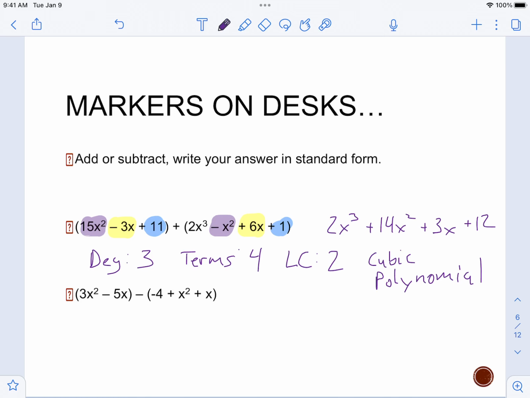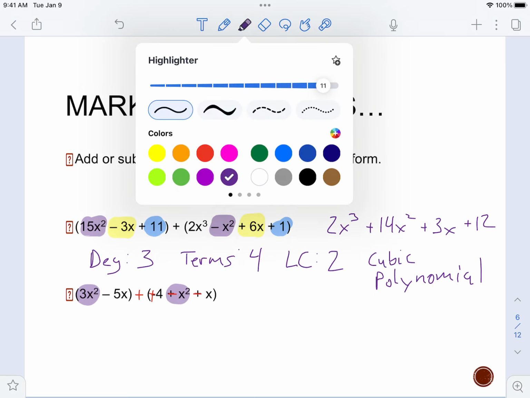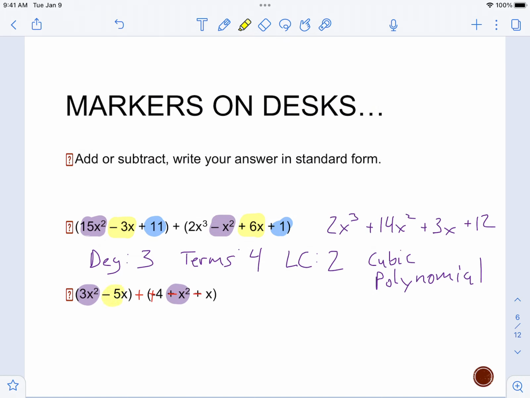All right, for the next one, now we're subtracting. So what I want to make sure that I do is I distribute that minus in, and that's going to change the sign of all of these. So that minus 4 is going to become a plus 4. The plus x squared is going to be a minus x squared, and the plus x is going to become a minus x. And now it's just the same thing as before. We're just combining like terms. So the x squareds go together, the x's go together, and then I just have one constant. So I don't really have to highlight that.